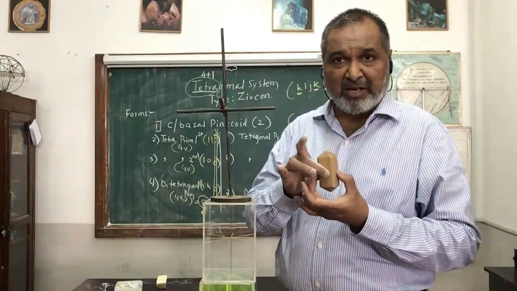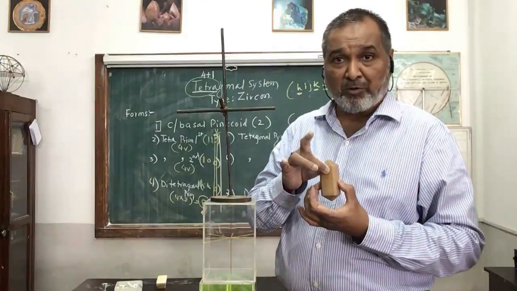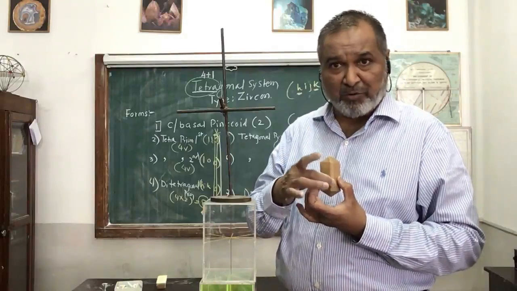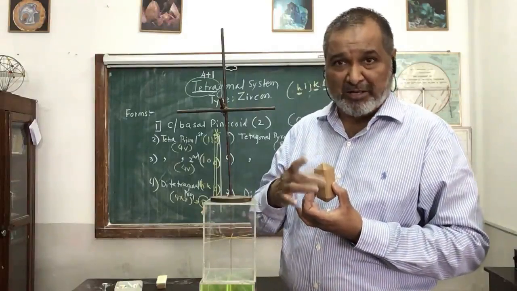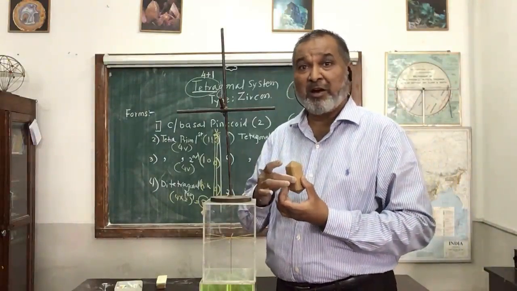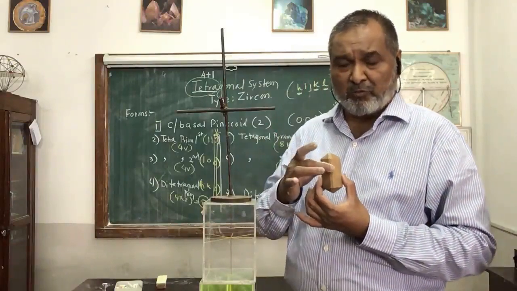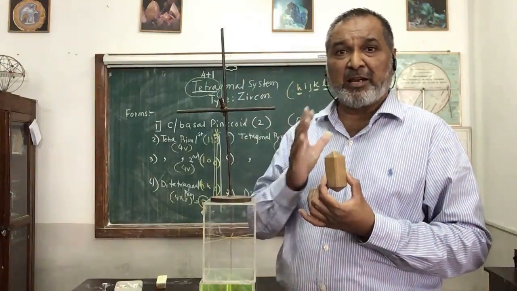So the larger face we make as first order, so here we have 1 1 0. Whereas the second order we write the first one, the front one, so 1 0 0. That is the A pinacoid. So these are the indices of the pinacoid. 1 0 0, but 0 1 0 is also there, but we mention the front face. So 1 0 0 will be the second order.